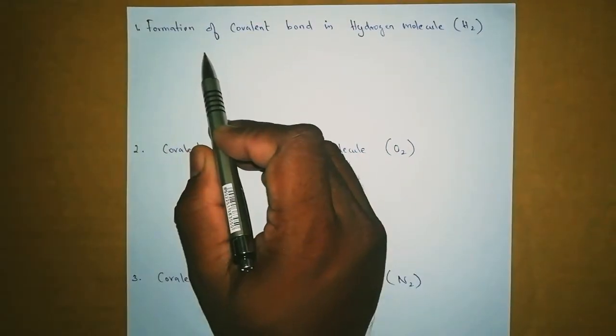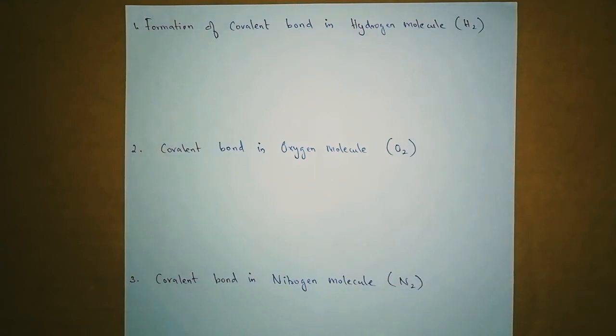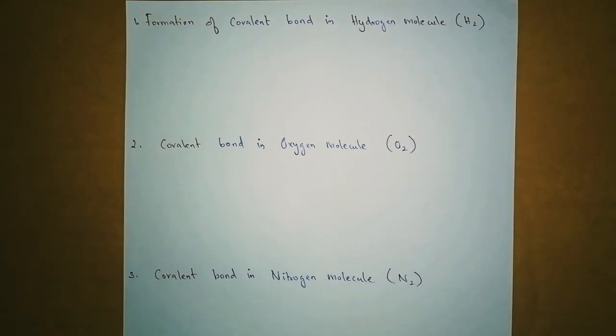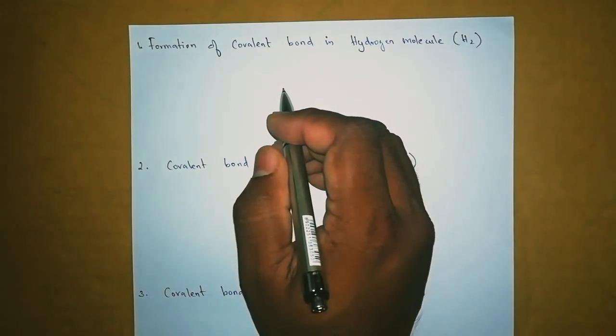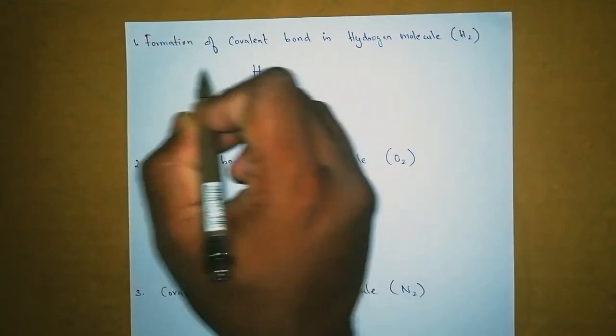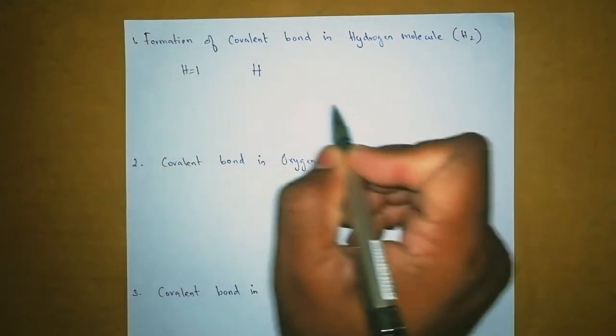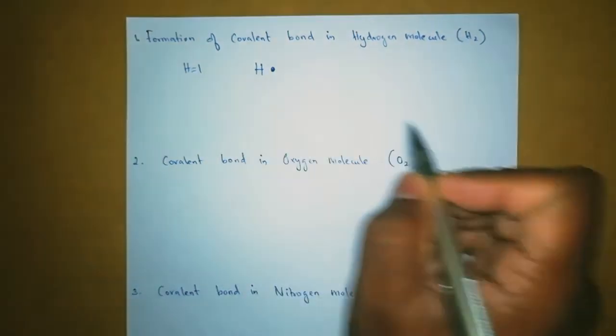Okay, first we'll start with hydrogen molecule. It is actually given in your book also in page number 60. You can turn to that page number 60 and you can see hydrogen, oxygen and nitrogen, and I'm going to do it how it happens. Okay, formation of covalent bond in hydrogen molecule. If I take hydrogen, only hydrogen, hydrogen's atomic number is 1, right? So they have only 1 electron with them.